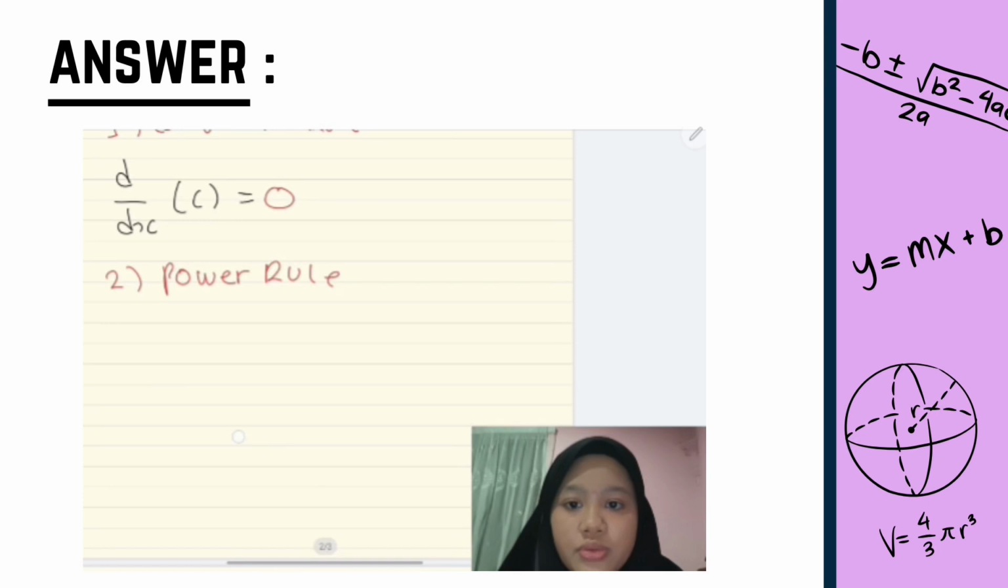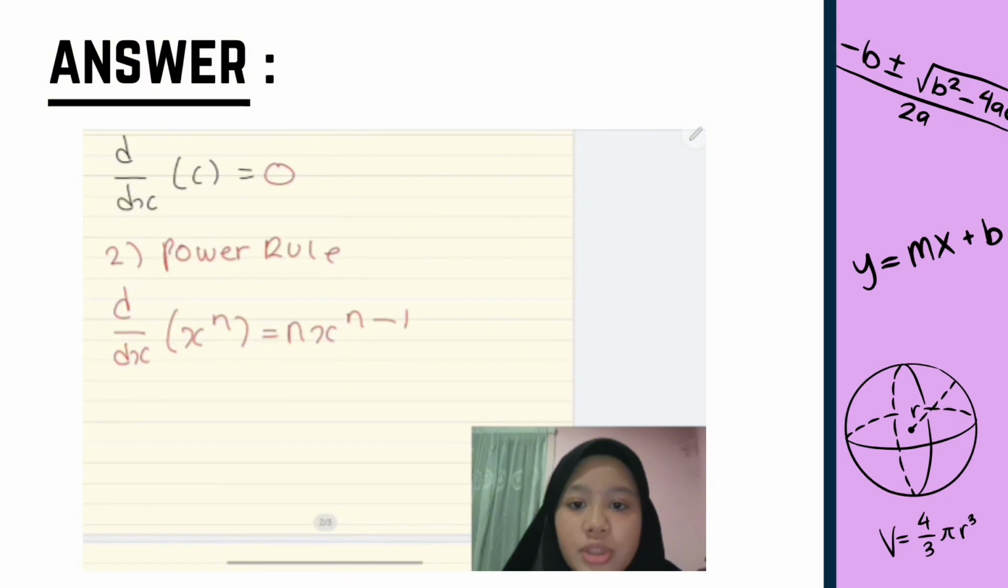It is called the power rule. The variable n represents the power of x. To differentiate, we bring the power to the front and then subtract 1 from the exponent. For example, x cubed becomes 3x squared.